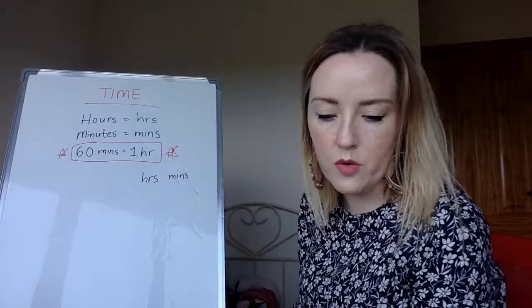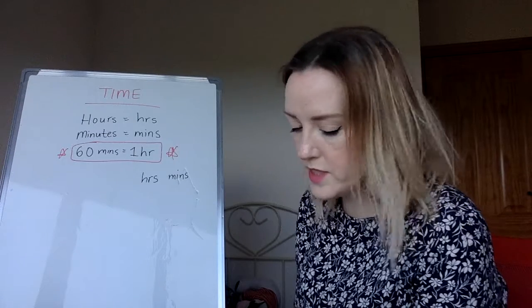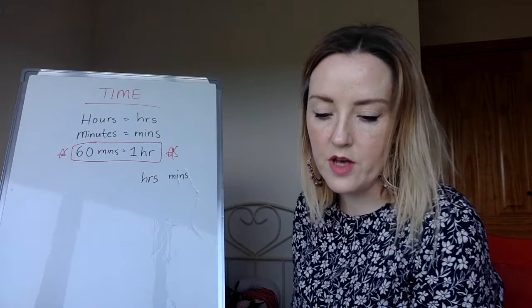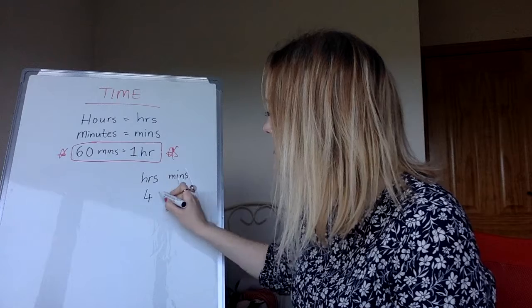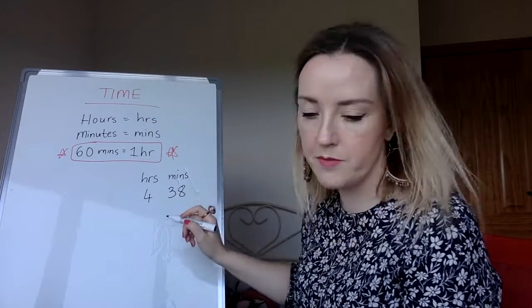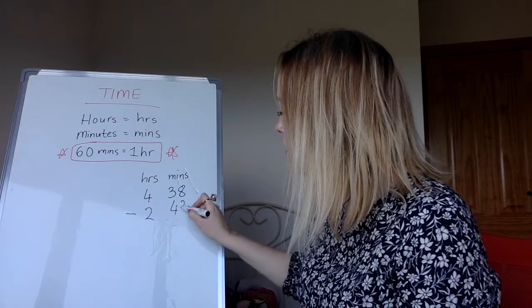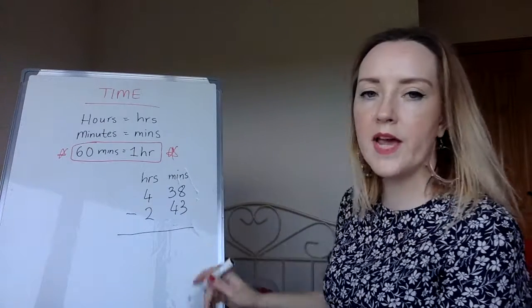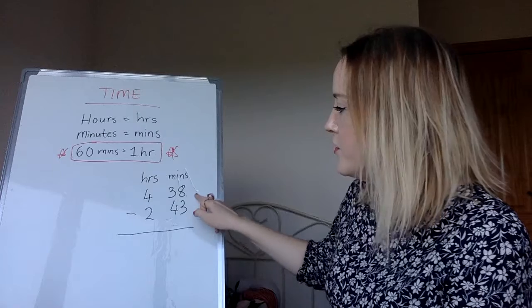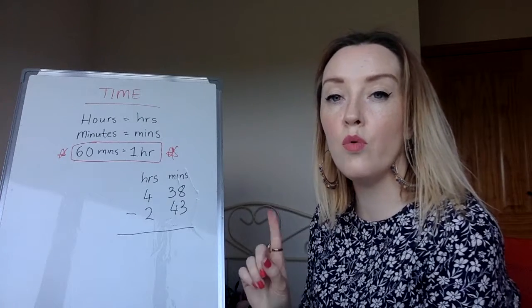Let's do 1C. Okay, I'm going to do 1C. I'm on Busy at Maths page 127. So it's 4 hours, 38 minutes minus 2 hours, 43 minutes. Now, straight away again, I see the problem. I can't take 43 from 38. So we need to borrow 1 hour.